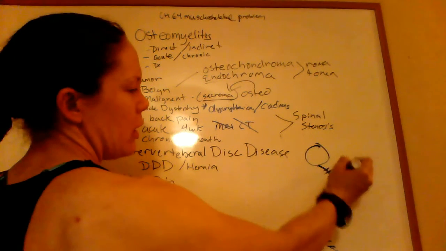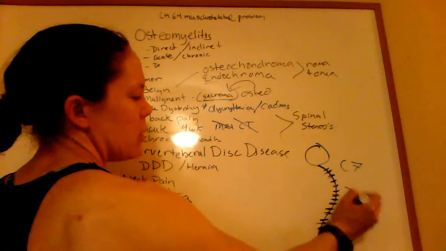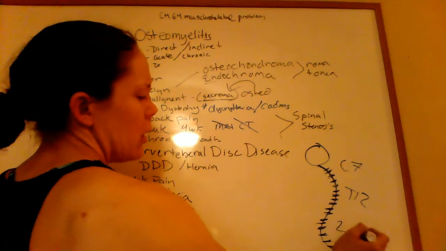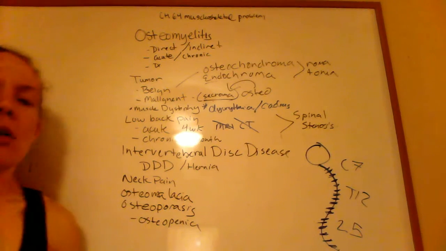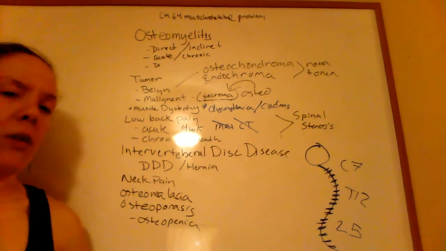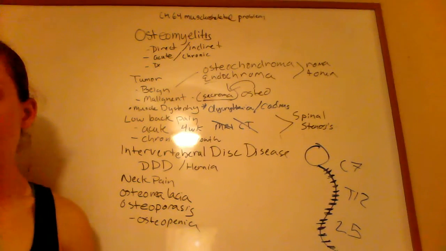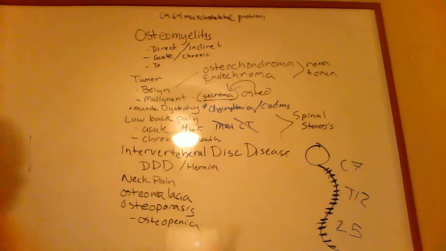And again, I'm eating cereal at 7, I'm having tea at 12, and lasagna at 5. So that will help you remember. C7 to T, and then of course you have your sacral. That's how I remember that.